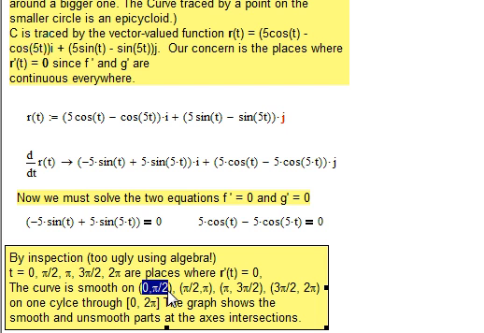On the interval 0 to pi over 2, open interval, I should say, because not at pi over 2, and then also from pi over 2 to pi to 3 pi over 2, etc., which is just one cycle through 0 to 2 pi. The graph is smooth and unsmooth at the axes intersection points.